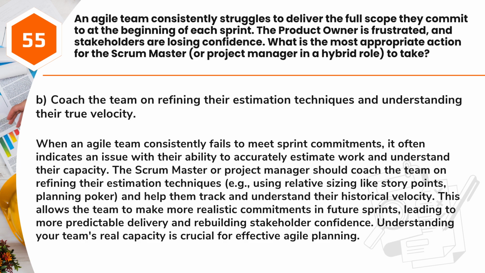When an Agile team consistently fails to meet sprint commitments, it often indicates an issue with their ability to accurately estimate work and understand their capacity. The Scrum Master or Project Manager should coach the team on refining their estimation techniques, e.g., using relative sizing like story points, planning poker, and help them track and understand their historical velocity. This allows the team to make more realistic commitments in future sprints, leading to more predictable delivery and rebuilding stakeholder confidence. Understanding your team's real capacity is crucial for effective Agile planning.